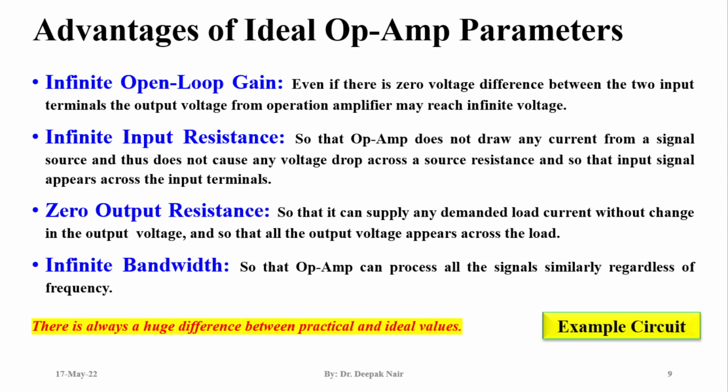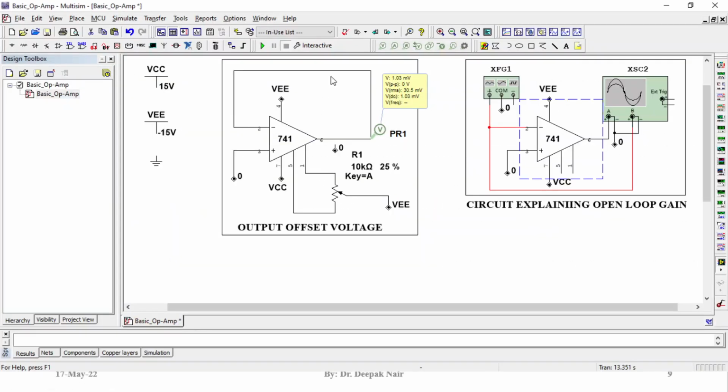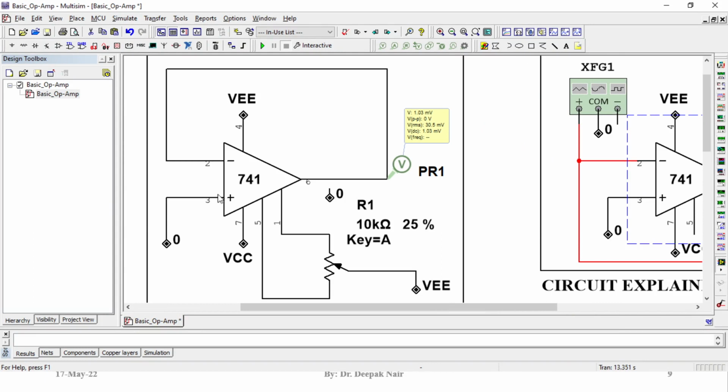So let us briefly see how we can check these parameters. First of all, in this circuit, I am trying to show the offset voltage which is generated by the operational amplifier. You don't have to worry about the circuits. In later videos, we will go deeper to understand how to design circuits and how to generate different mathematical operations using op-amps. Here pin number 3, the non-inverting input, is grounded. The inverting input is connected to pin number 6. This is called a buffer, which means this amplifier is a unity gain amplifier.